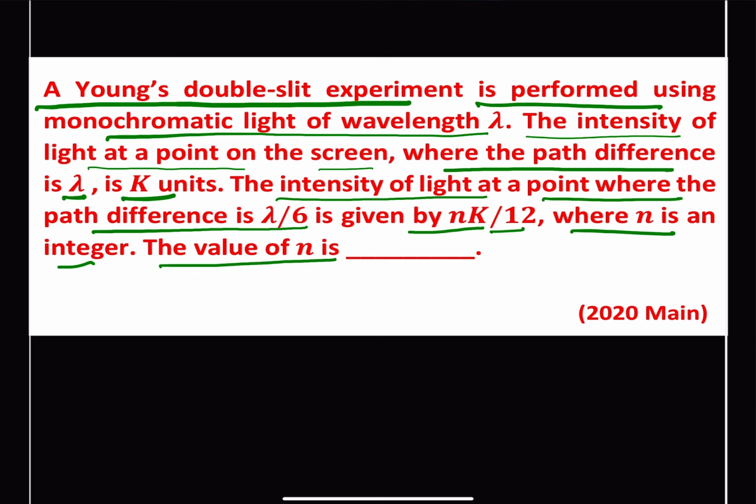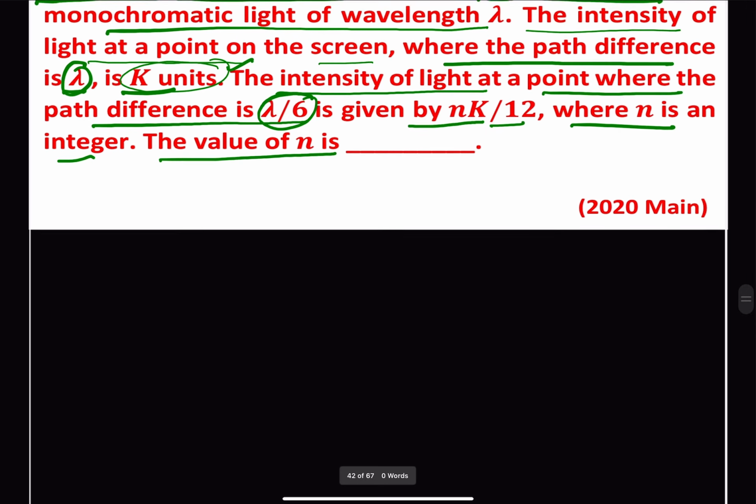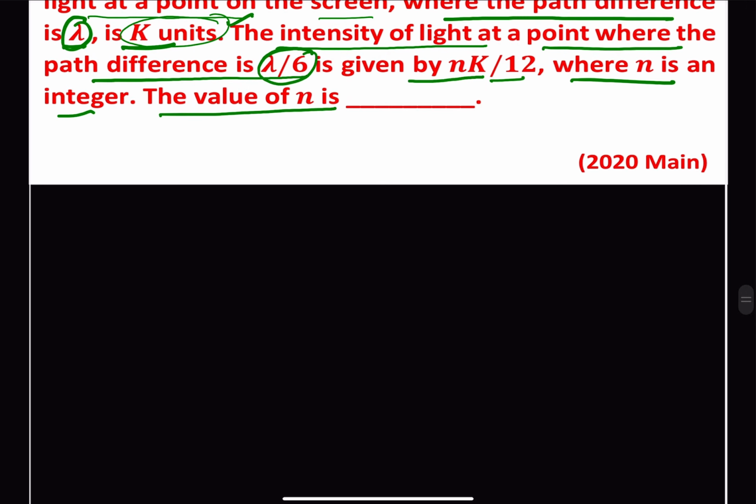So we are given 2 points, and on these 2 points we are given the path difference. In the first case, the path difference is lambda and the intensity is k units. In the second case, the path difference is lambda by 6, and the intensity is nk by 12. So we have to find out the value of n.